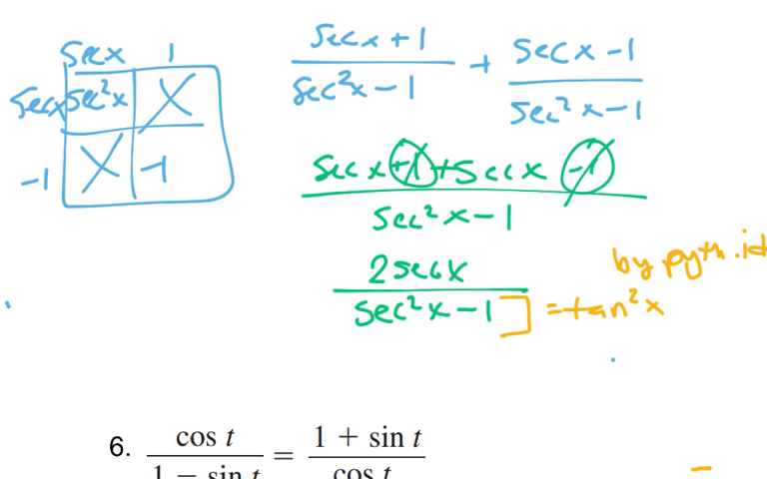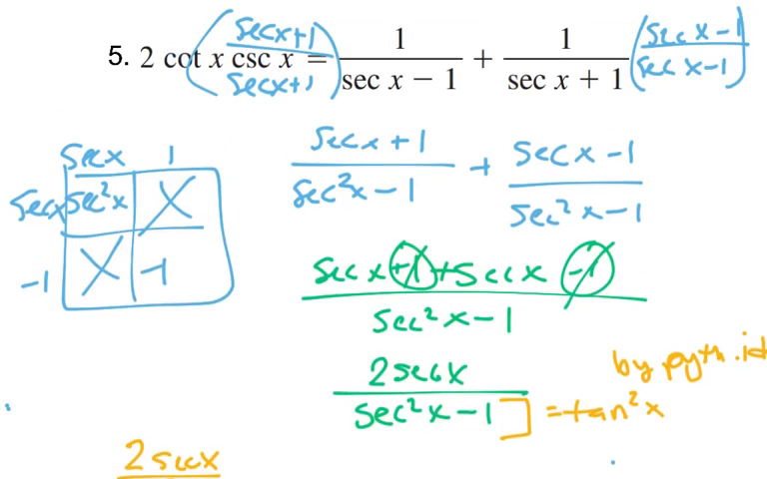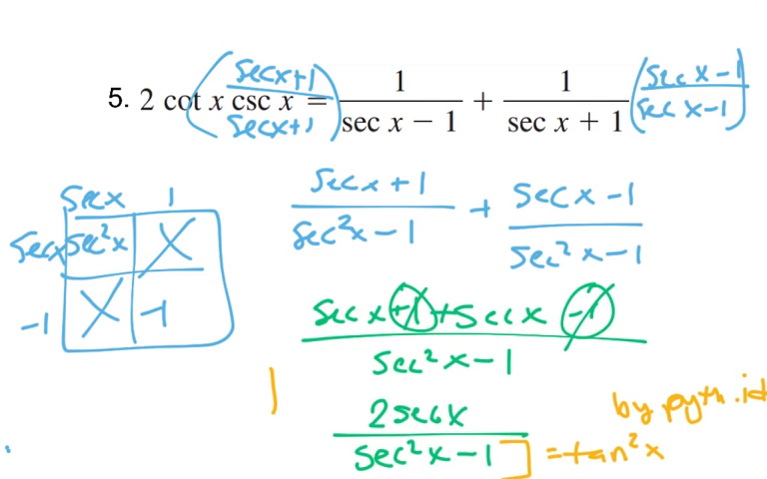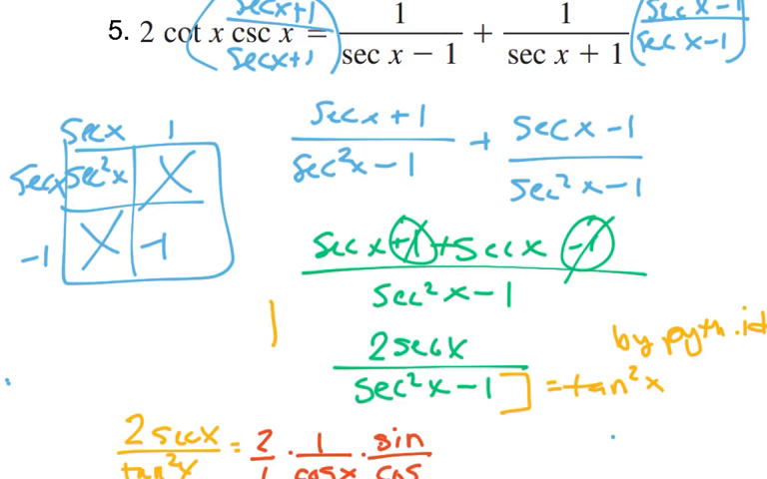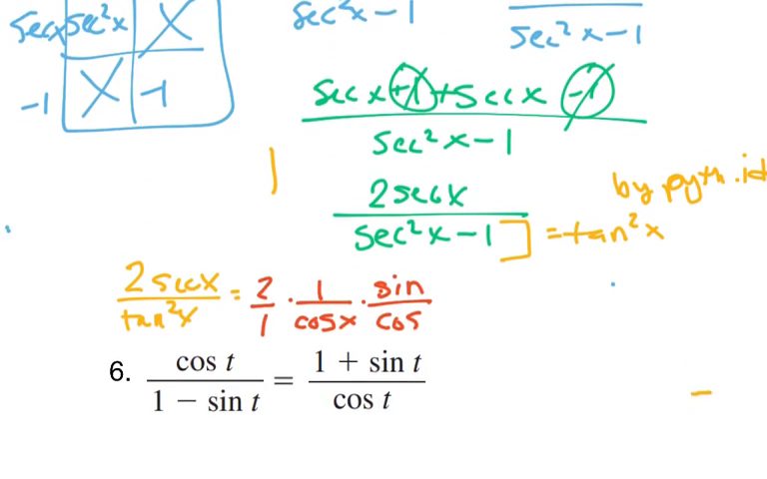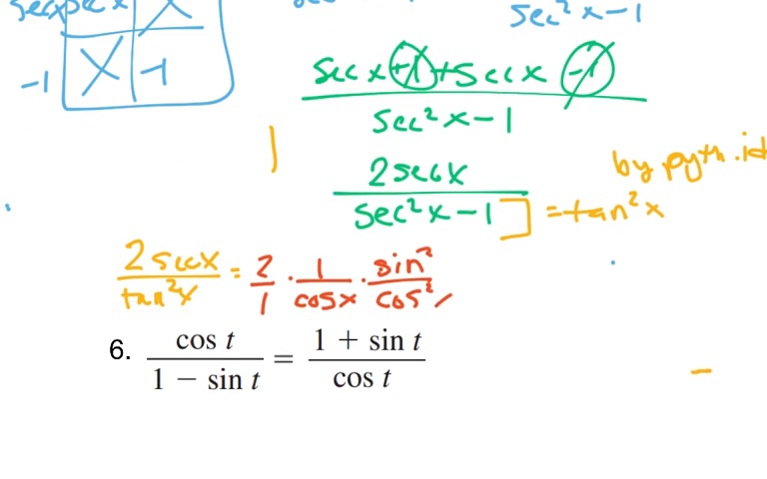And so we end up with 2 secant x over tangent squared x. But that's not quite what the numerator has. Notice they have cotangent and cosecant. So if I rewrite these so that I have all of the pieces separated, we have a 2. A secant is actually 1 over cosine. And tangent is sine over cosine. Oh, sine squared over cosine squared.